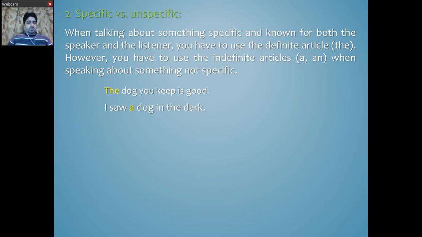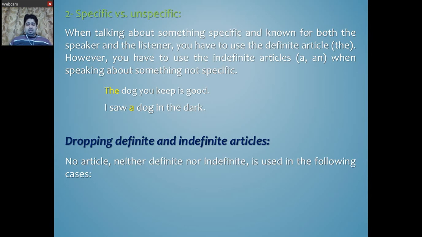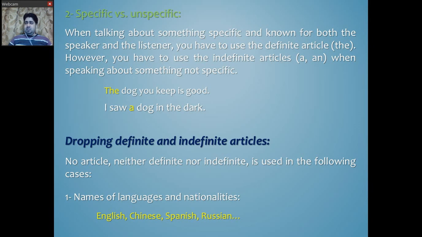Now the last point in our lesson for today is dropping definite and indefinite articles. We're going to see cases where no article is needed. Okay, don't use any article, neither indefinite nor definite. Number one, with names of languages and nationalities. When you want to refer to these, don't use any article. For example, English, Chinese, Spanish, Russian. Chinese as a language, for example, or Chinese as a nationality.